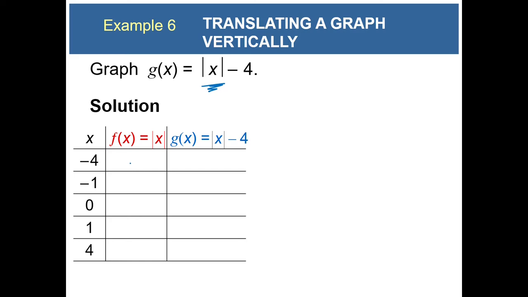The absolute value of negative 4 is 4. The absolute value of negative 1 is 1. And the absolute value of 0 is 0. The absolute value of 1 is 1. And finally, the absolute value of 4 is just 4.